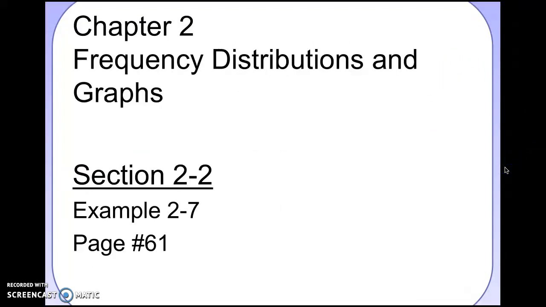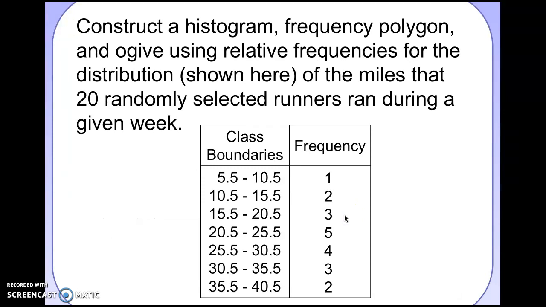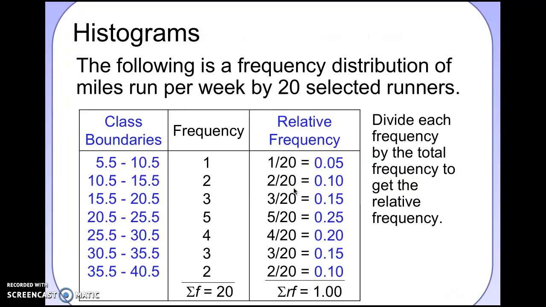Now turn your books to page 61 for an example of a graph. Construct a histogram, frequency polygon, and ogive using relative frequencies for the distribution of the miles that 20 randomly selected runners ran during a given week. So they gave you the class boundaries and the frequency.